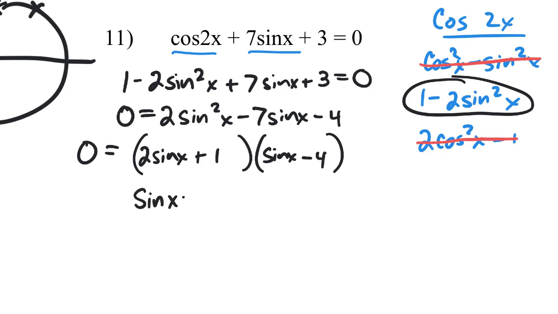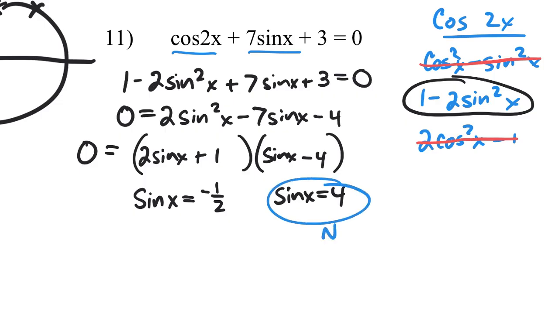We need to figure out where sine of x equals negative 1/2 and where sine of x equals 4. If that sounds a little fishy to you, this factor here will not create a solution, right? Sine of x cannot equal 4, so there's no answers that come from that factor. Our final answers here are going to be the locations where sine of x equals negative 1/2.